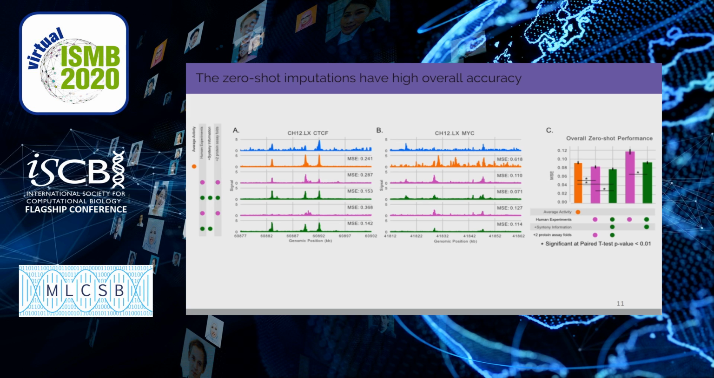This is pretty surprising to us, because what this means is that even when you make predictions for a protein that's very dissimilar from all of the ones in the training set, you get performance similar to having seen that assay in a different biosample, which is what the average activity is. This is really strong performance, and so we were really happy when we saw this.